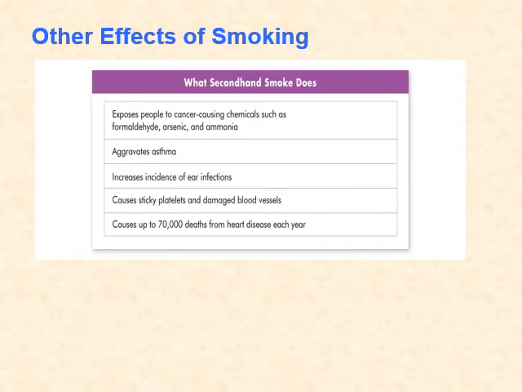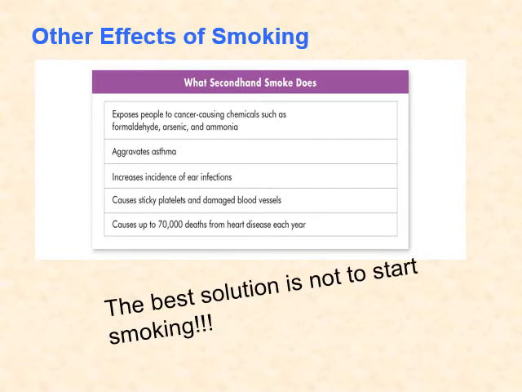The effects of second-hand smoke on non-smokers are summarized by the table below. It exposes people to cancer-causing chemicals such as formaldehyde, arsenic, and ammonia. It aggravates asthma. It increases incidence of ear infections. It causes sticky platelets and damaged blood vessels. And finally, it causes up to 70,000 deaths from heart disease each year.